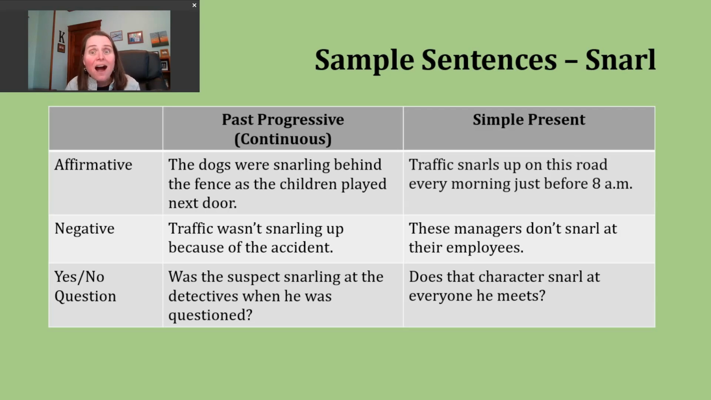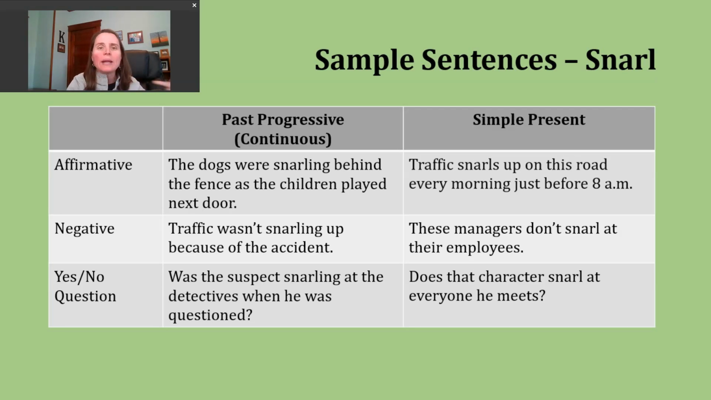If our subject is I, he, she, or it, we're going to use was and then the ing form of the verb. But if our subject is you, we, or they, then we'll use were and then the ing form of the verb. Let's look at an example sentence. The dogs were snarling behind the fence as the children played next door. So here we have multiple dogs. So that's like using the subject they. That's why you see were there.